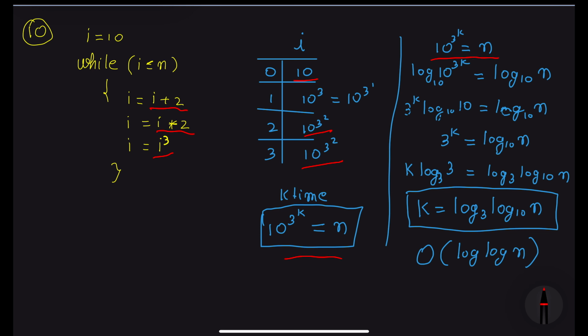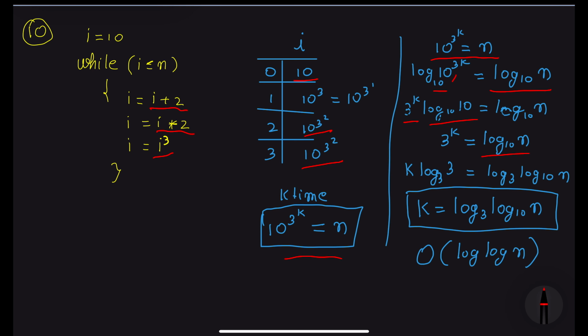So first we will take log on both sides. This time we will take log base 10 because we have to remove the 10 first. So the left side will become log base 10 of 10 raised to the power 3 raised to the power k, and the right side will be log base 10 of n. So 3 raised to the power k will come in front, and log base 10 of 10 can be written as 1. Now the answer will become 3 raised to the power k equal to log base 10 n.